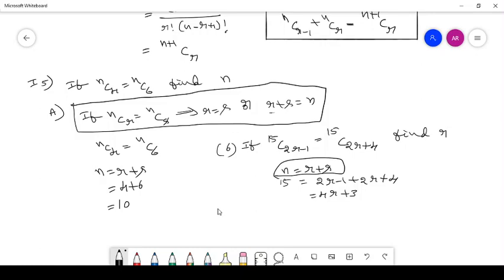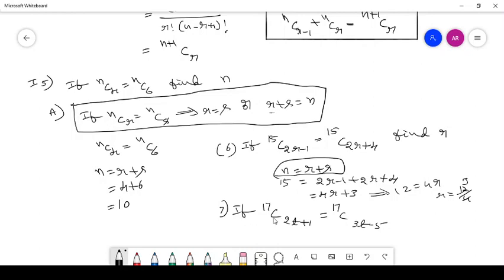Next, seventh problem. If 17C(2t plus 1) is equal to 17C(3t minus 1). Here plus 3 transposing this side, that becomes minus 3. 15 minus 3 is 12. And that is 12 is equal to 4r. Then r is equal to 12 by 4. 4 3s are 12. You can do clearly.